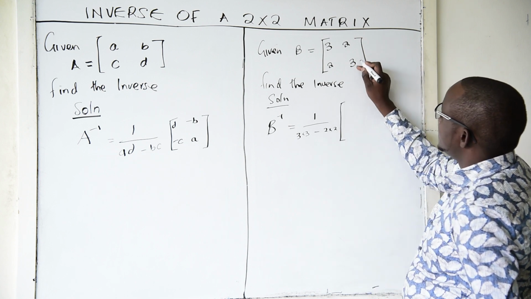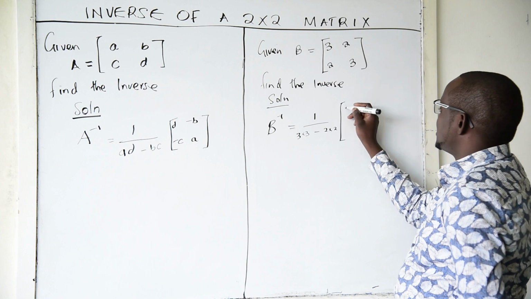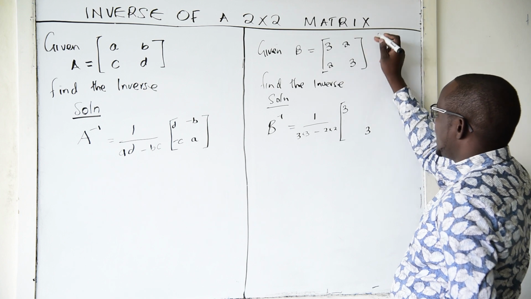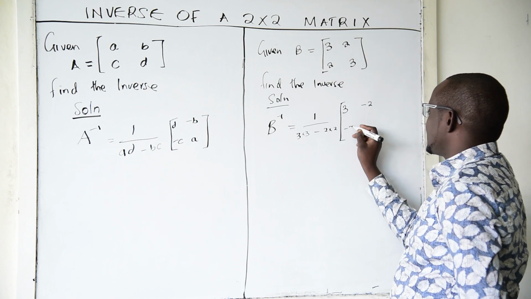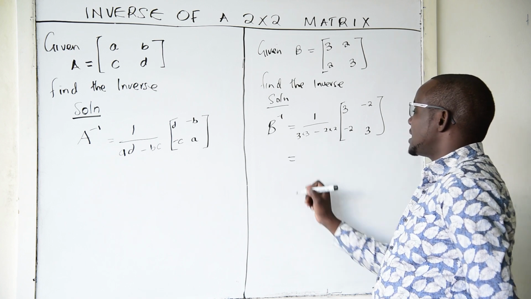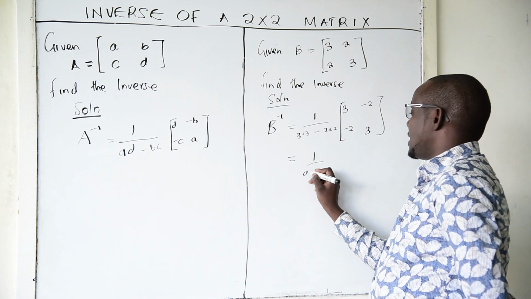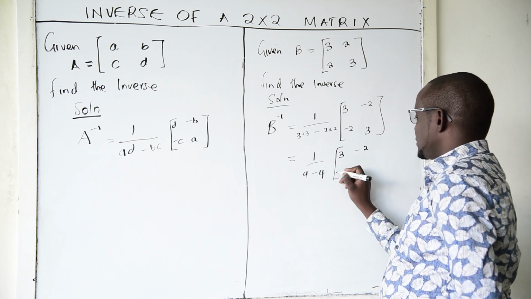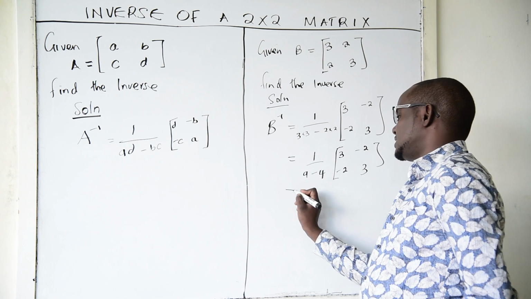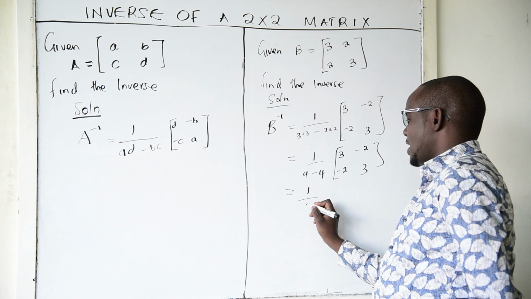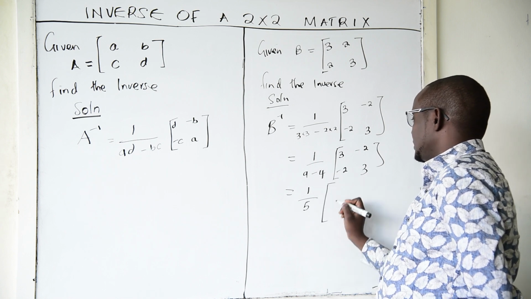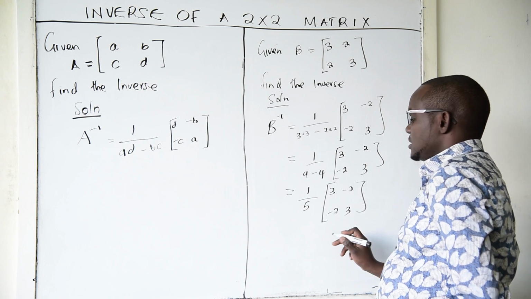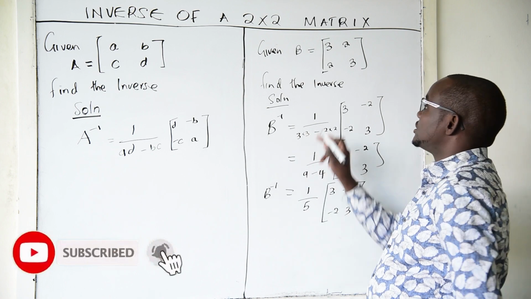Then, since this is 3 and this is 3, there is no need to interchange. Even if you interchange, you still remain with 3, 3. These members of the lagging diagonal now get a negative sign, like that. So the inverse of this matrix is given as 1 over 9 minus 4, then we have 3, negative 2, and 3. You simplify this further: you have 1 over 5, then we have 3, 3, negative 2, negative 2. This is the inverse of this matrix.